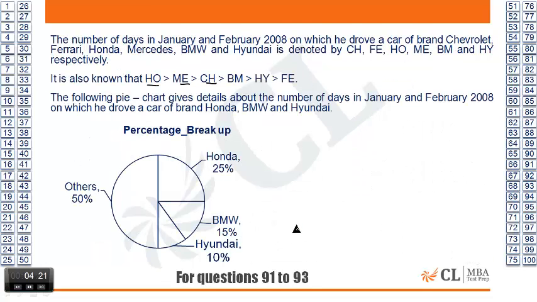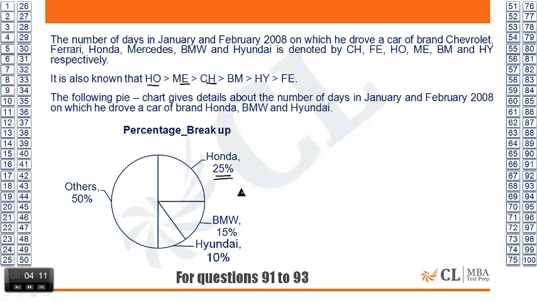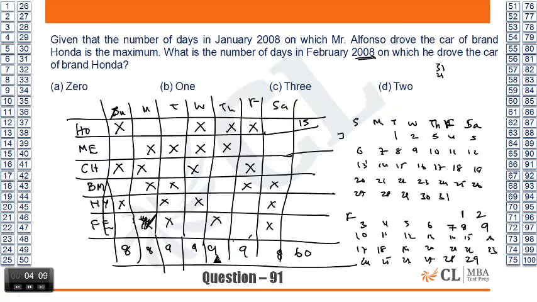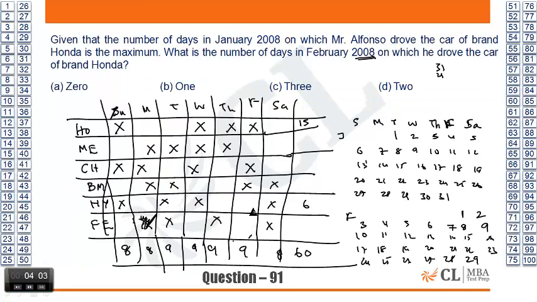Okay, let's go backwards. Honda is 25%, 1/4, and 1/4 of 60 is 15. So Honda is 15. Who is next? Hyundai is 10, which is easy. 6. And BMW is 15, middle of 9. Okay, BMW is 9. This is what we know.